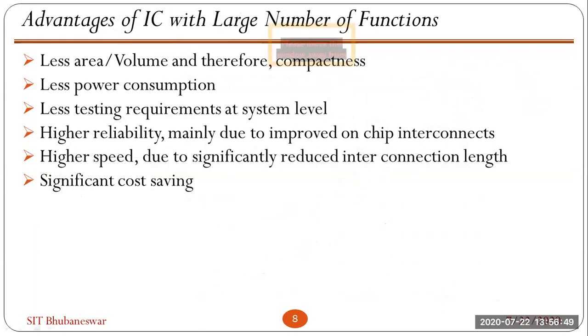So the next thing is the advantage of IC with a large number of functions. What is the advantage of IC? Day by day, we are getting better performance than the previous. Less area, obviously, day by day the size of the chip is decreasing. It's portable, so we can take and move it anywhere. So this is less area, volume, and therefore compactness.